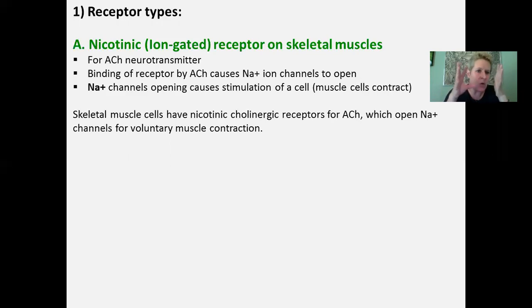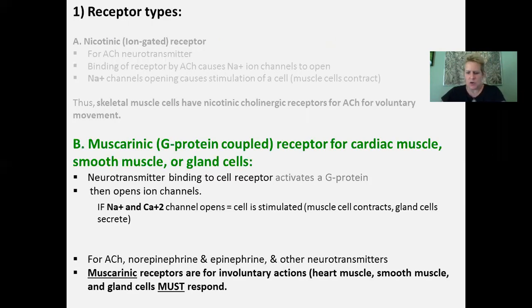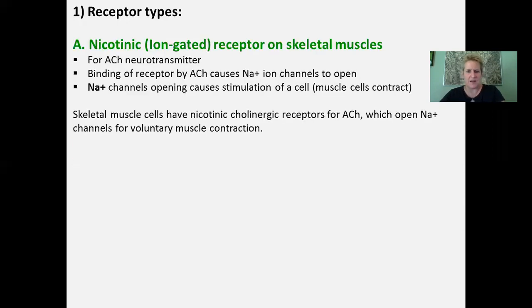And it's called a cholinergic receptor because it's working with acetylcholine. Choline's in the name of the neurotransmitter, and choline will be in the name of the receptor. And the ion channel that is opened up when that neurotransmitter binds is sodium. Sodium makes cells stimulated. So now you know the physiology of how muscles are stimulated.